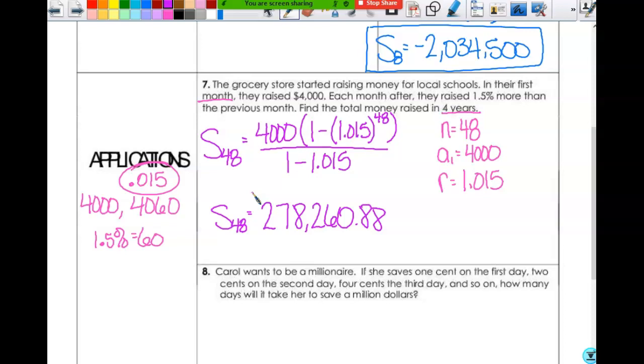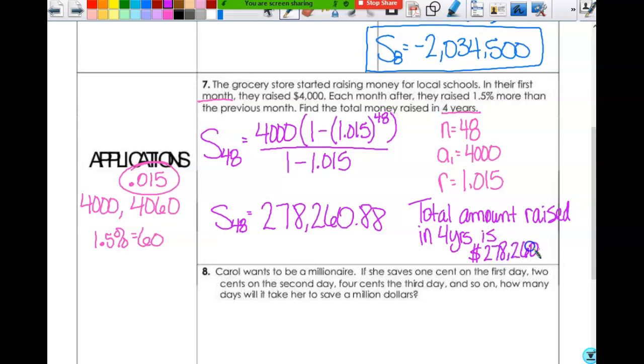So then to actually, I should probably actually answer the question and say total amount raised in 4 years is $278,260.88. Fraction totally would not make any sense right there because we're talking money, right? Any questions at all? Careful with those percentages and the decimals and whatnot. We all good?